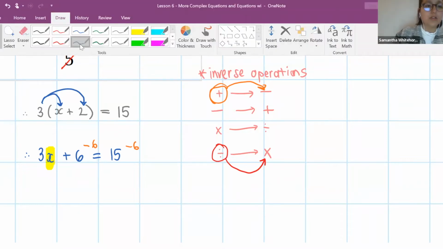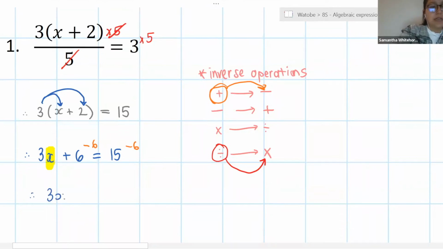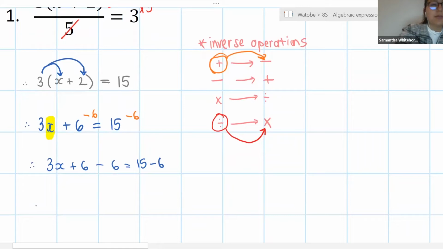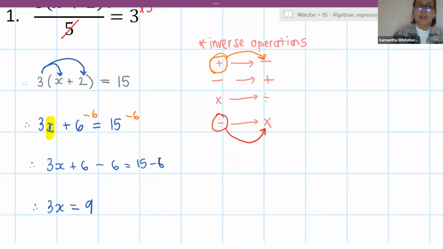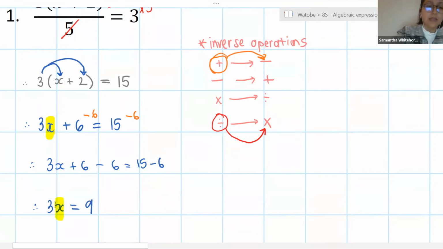Okay. If you want to write your next step down as 3x plus 6 minus 6 equals 15 minus 6, you are more than welcome to do so. But if you are happy to jump straight to 3x is equal to 15 minus 6, which is 9, then you also must feel absolutely comfortable and confident to do that. Alrighty. Now, we know that that x is still attached to the 3. And quick sticks, if someone wants to raise a hand or pop it in the chat, what operation is happening between the 3 and the x?